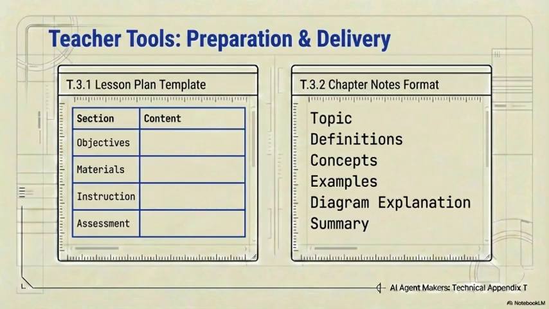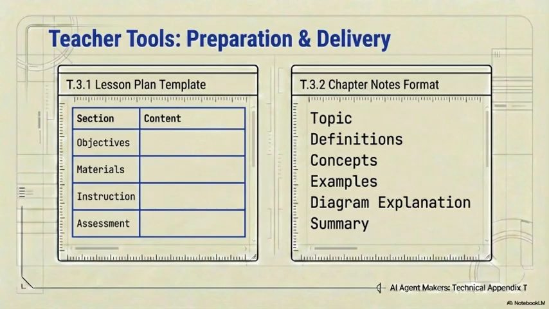Okay, now let's flip to the student side of things. This is where structure can fundamentally change learning habits. The chapter notes format is a prime example. It is. It demands topic, definitions, concepts, examples, diagram explanation, and a final summary. That is so much better than just simple linear note-taking or summarizing. Far superior. By enforcing this structure, the student, or an AI helping the student organize their notes, is forced to process the information through multiple levels of abstraction.